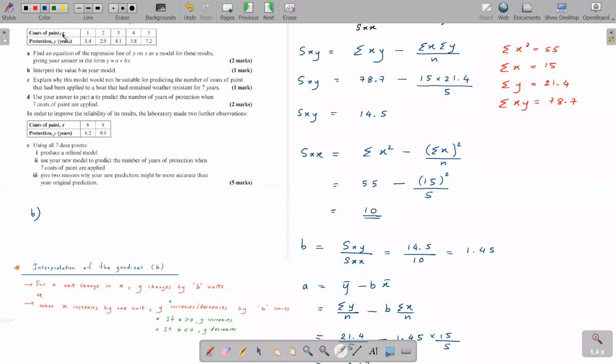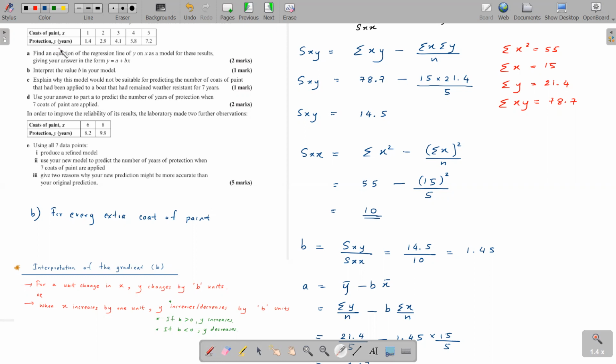So when you add an extra coat of paint, right? For every extra coat of paint, try to make sense of the statement. Okay, for every extra coat of paint, what happens, guys? What happens for every extra coat of paint?